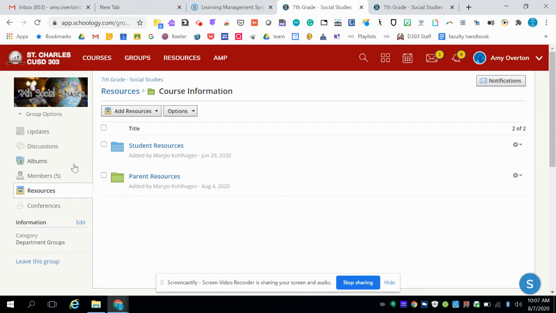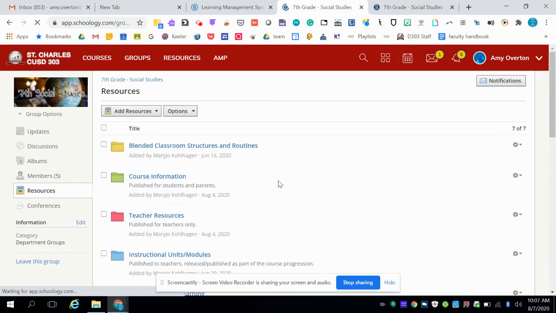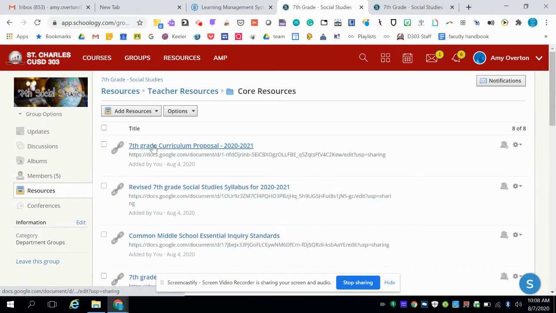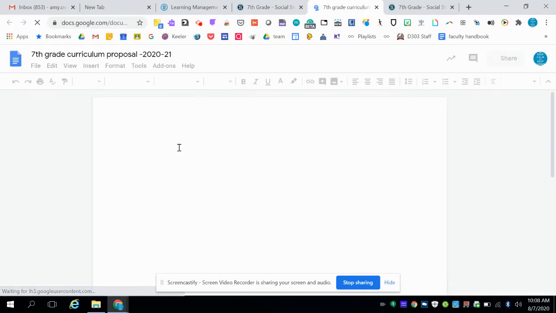If we go back to all of the resources here, teacher resources is really where the bulk of the work that we did for 7th and 8th grade is located, and core resources is where you want to go. You're going to notice at both 7th and 8th grade there is a curriculum proposal that we did give to your CDT members to get some feedback on.